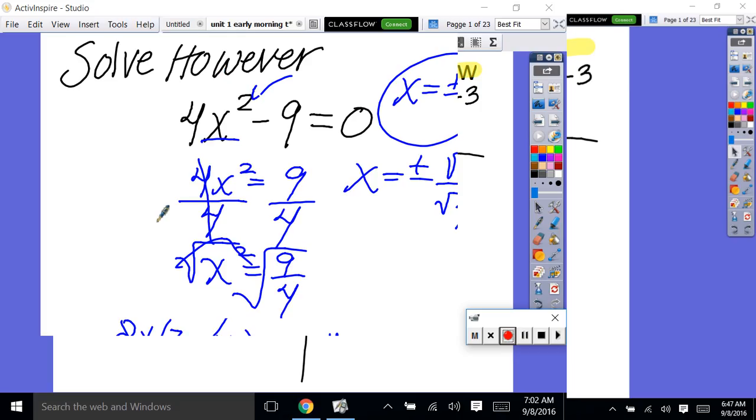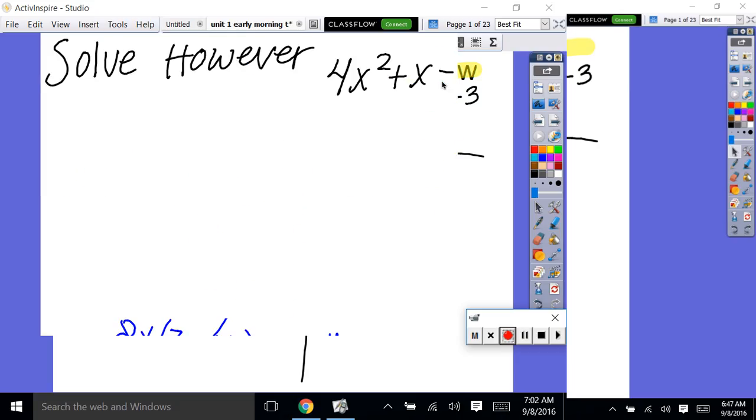Well, because we square rooted both sides, right? Look, root cancels out with power, right? That would leave x, because it's x squared. If you take the square root of that, root cancels out with power. We're solving. Yeah. Okay. Solve however.